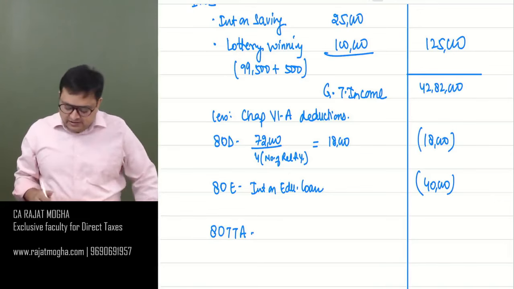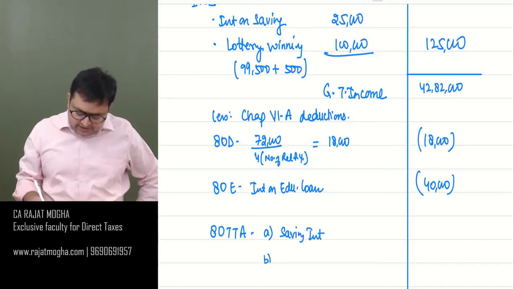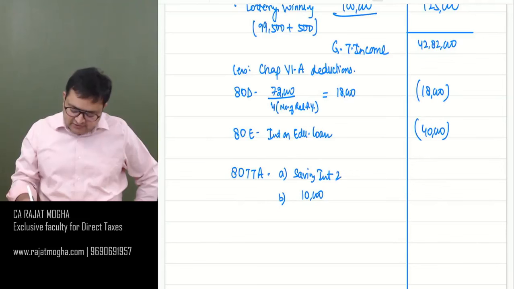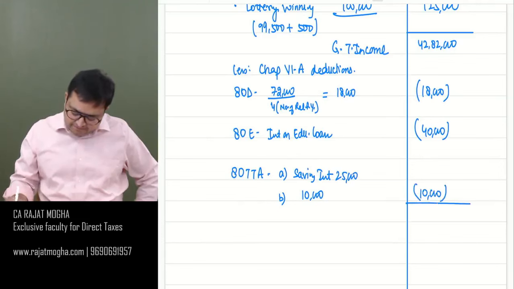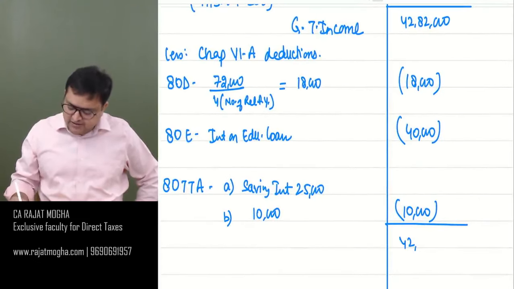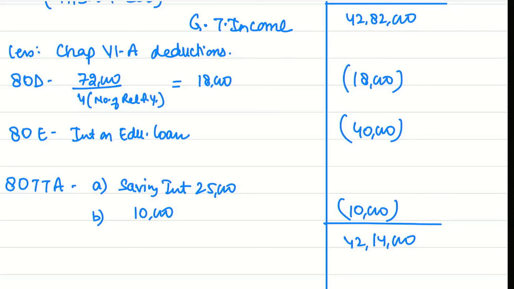Very good, Darshni. So 80TTA is for saving account interest. Either your saving interest, or rupees 10,000 is the fixed limit, whichever is lower. I think saving interest was 25,000, na? 25,000 or 10,000, whichever is lower, we will get 10,000. So we are getting 42 lakh 14,000. Everybody is okay with this?